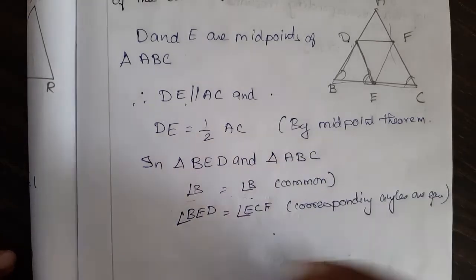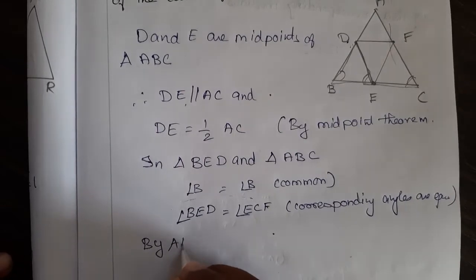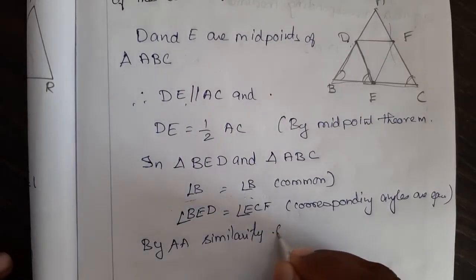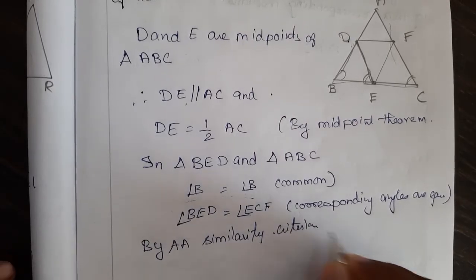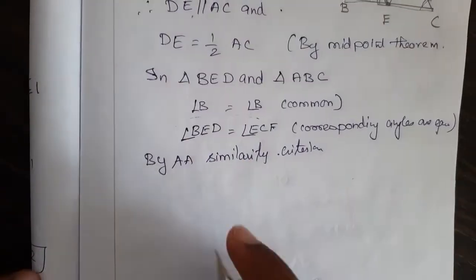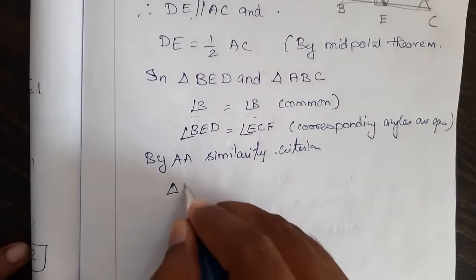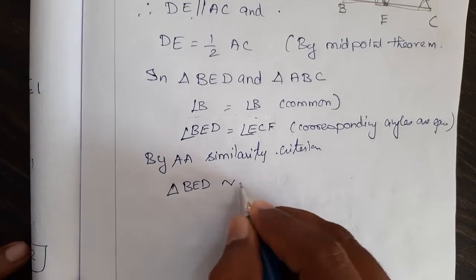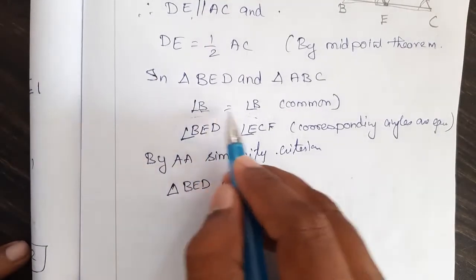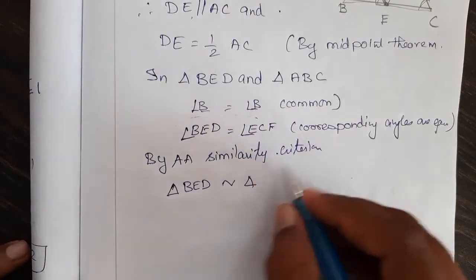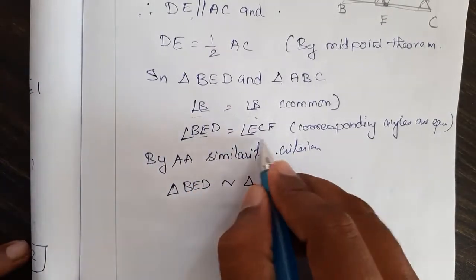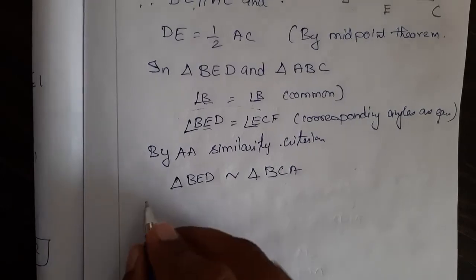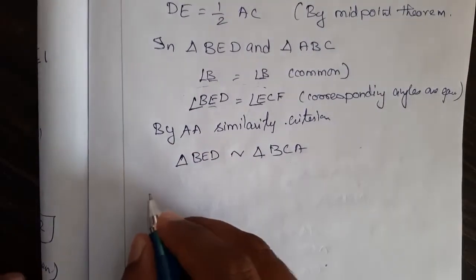So equal, right? So by the AA similarity criterion, I can say that triangle BED is similar to triangle BCA, where B is corresponding to B, and E is corresponding to C, and the rest is A. So these two are similar. After finding the similarity, we can go for the area.